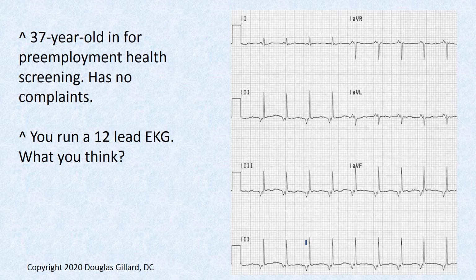All right, we got lots of cases today. So a 37-year-old comes in, pre-employment screening, has no complaints. Great, doc, you don't even need to do this, just sign the papers off. As part of your workup, you do an EKG to see what the ticker looks like. So what do you think here?